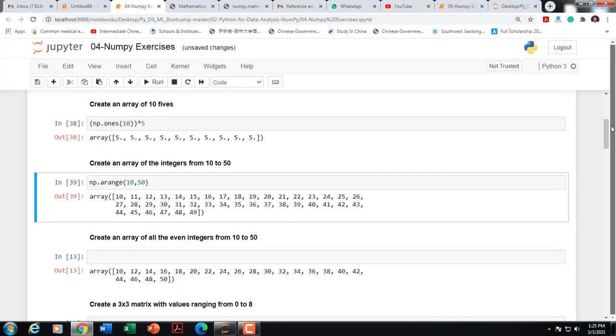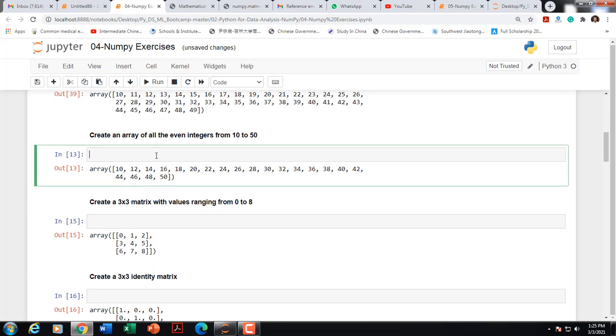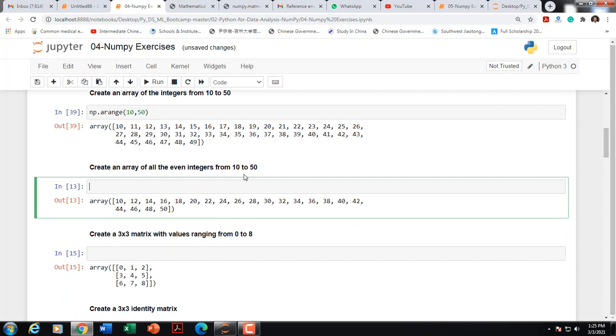This is good. Okay. Next one is we have to create an array of all the even integers from 10 to 50. Okay, np.arange again, 10 to 50, but we specify a step size of 2, and we get all of the even numbers from 10 to 50.